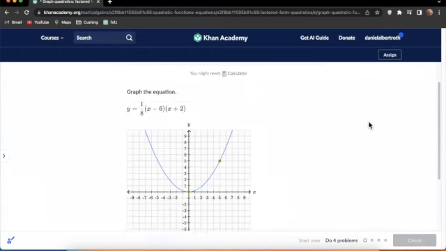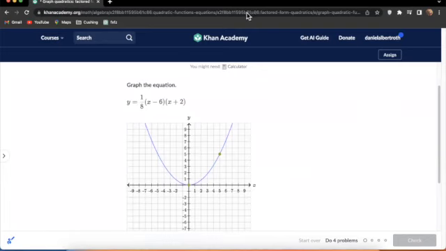Scroll down a bit. All right. So let's take a look. Looking at this question, it says graph the equation. So we have a function here. It says y equals 1/8 times x minus 6 times x plus 2. So it's going to be a quadratic function. When we multiply the x times the x, it's going to give us an x squared.